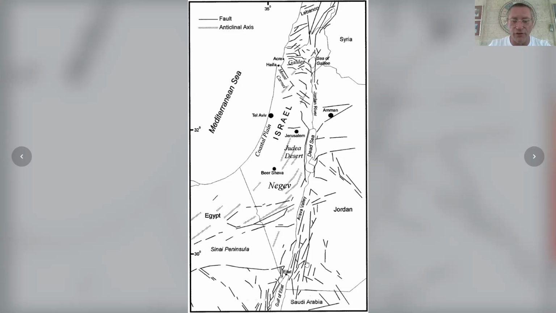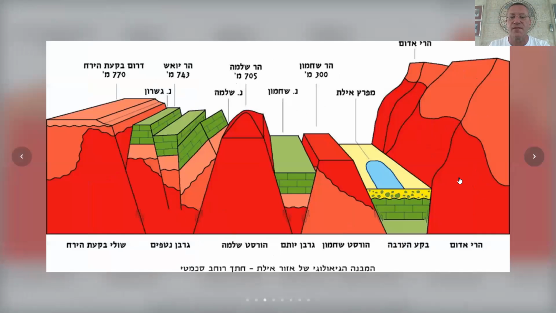Now let's look a bit more closely in this area, and I'd like to try and understand what happens when these plates pulled apart and lifted. And this is a cross section. We're looking from the south. Eilat would have been here. This is the Gulf of Eilat. These are the mountains of Edom. These are the mountains of Eilat.